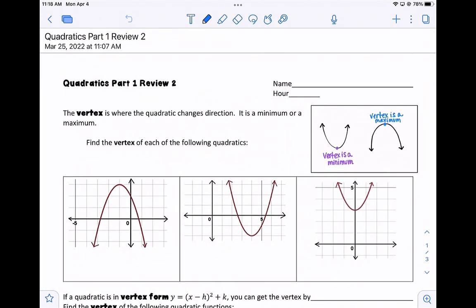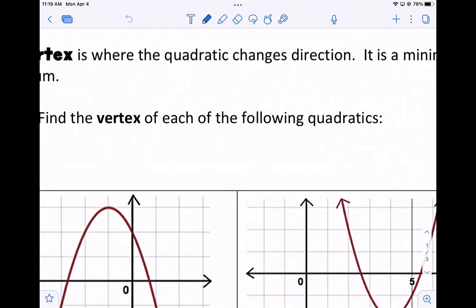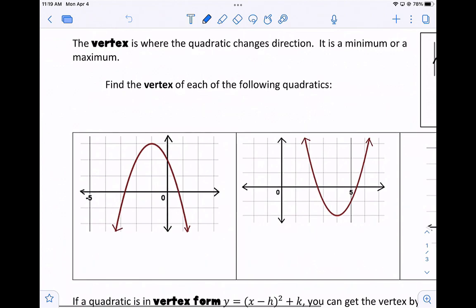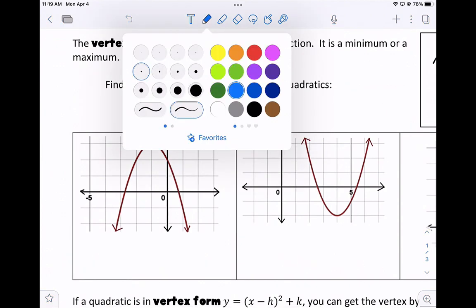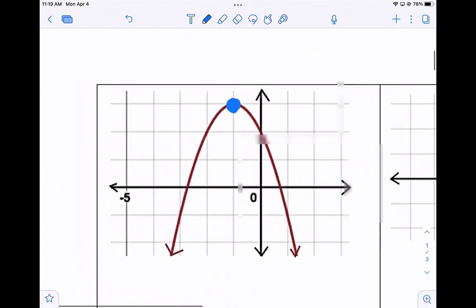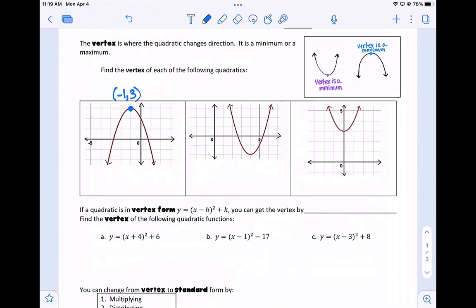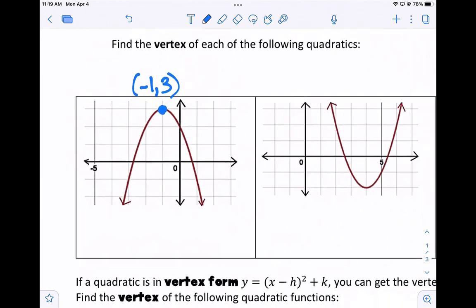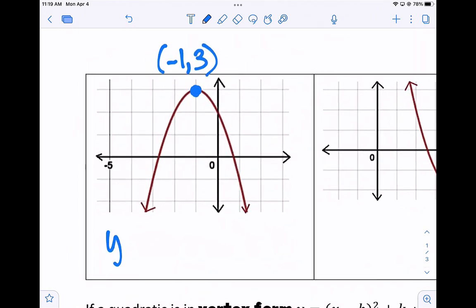Then the first day we looked at how we can use marble slides on Desmos to find the vertex of the quadratics, and we noticed patterns that we had studied before when we looked at functions. For this one, it says find the vertex of each of the quadratics. This vertex right here is -1, 3. The equation of that was y equals (x plus 1) squared plus 3.